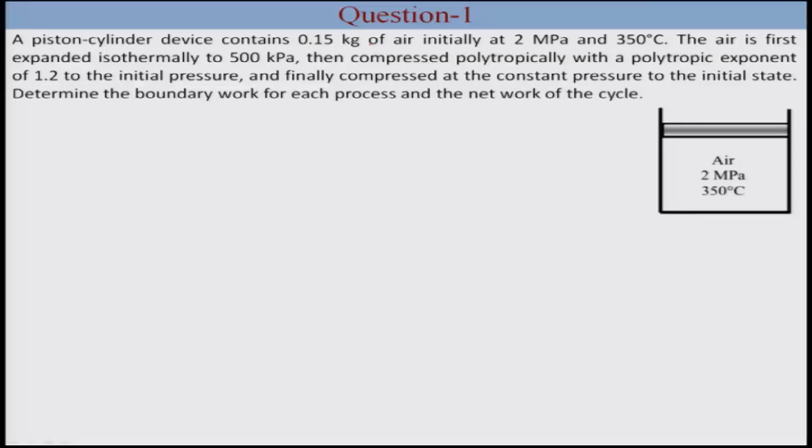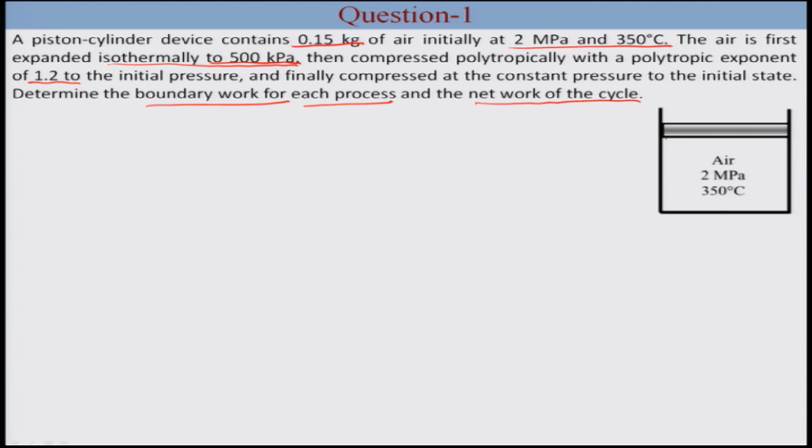A piston cylinder device contains 0.15 kg of air initially at 2 megapascal and 350 degree centigrade. The air is first expanded isothermally to 500 kilopascal, then compressed polytropically with a polytropic exponent of 1.2 to the initial pressure, and finally compressed at constant pressure to the initial state. Determine the boundary work for each process and the net work of the cycle.